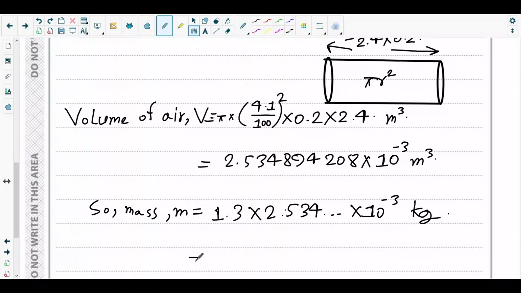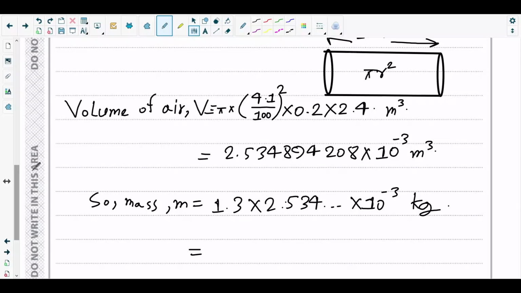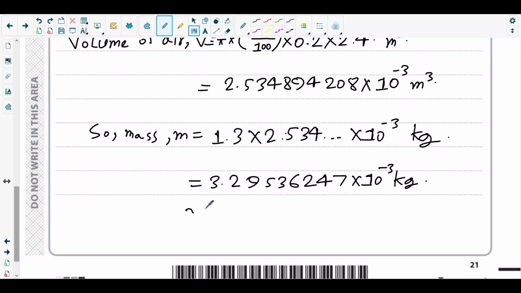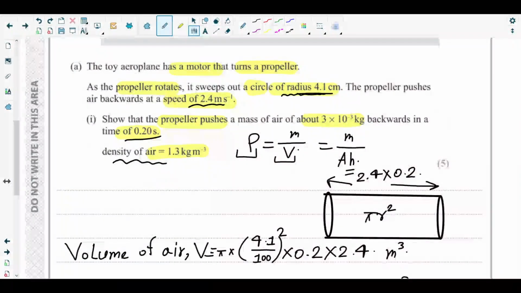So let's find out the value. We take the answer that was saved as volume times 1.3. That would give you 3.29536 times 10 inverse 3 kg. So this can be written as 3 into 10 inverse 3 kg. That's it. That's what the question in part 1 of A has asked to show. Fine. Okay, next is part 2 of A.